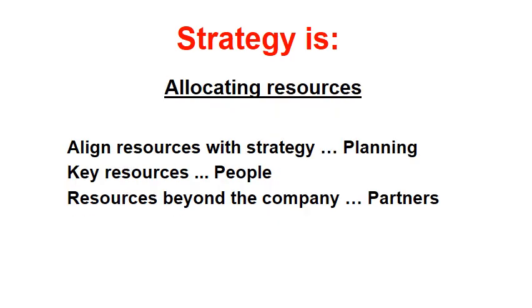Now that you've set your strategy, you've got to allocate resources against it to make it happen. So it can be in the planning phase. What are the resources you're going to allocate? Look at your total resources in the company. And certainly a key resource is people, allocating people against that particular strategy and those particular functions. And you may look beyond the company to say, what partnerships do I have to create or have in order to effectively implement my strategy?